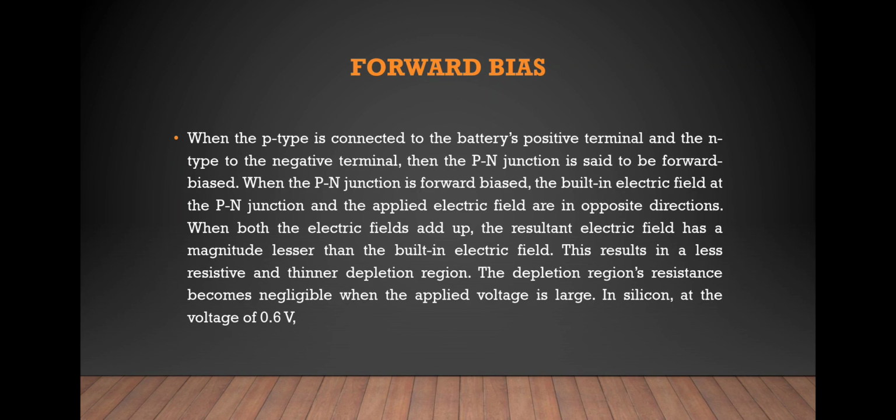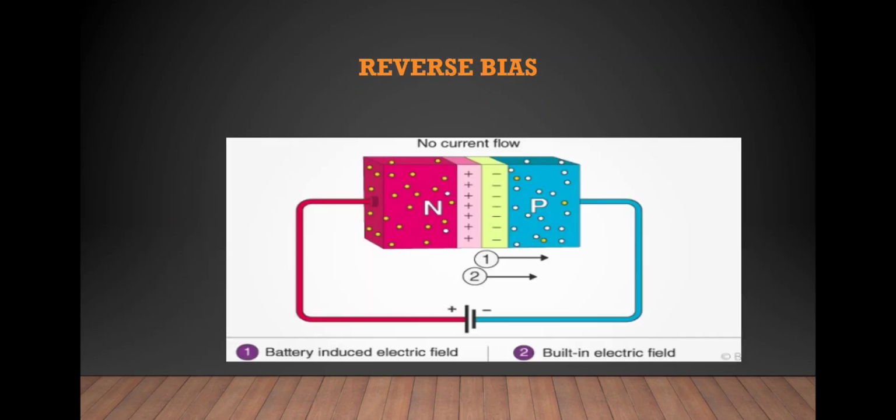When the PN junction is forward biased, the applied electric field is in the opposite direction to the electric field at the junction. Both electric fields add up. The resultant electric field has a magnitude lesser than the built-in electric field.